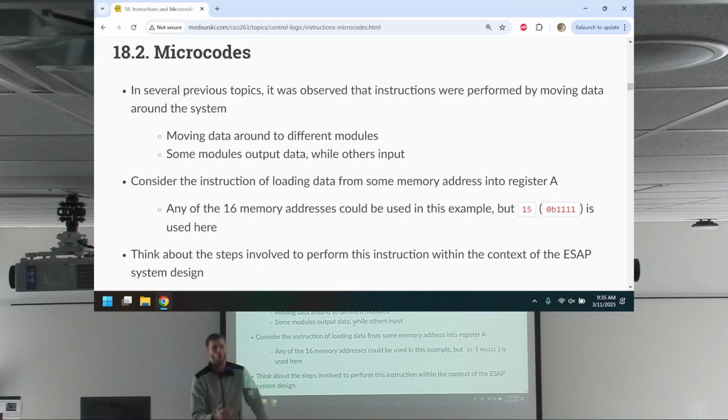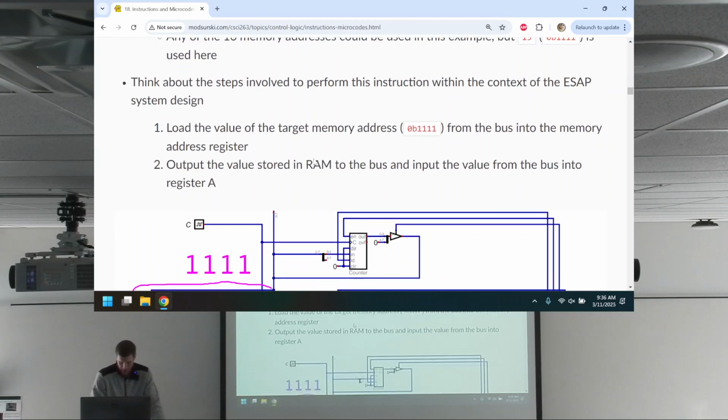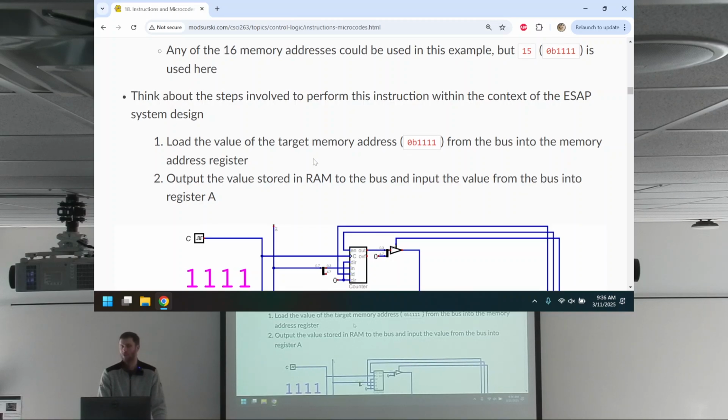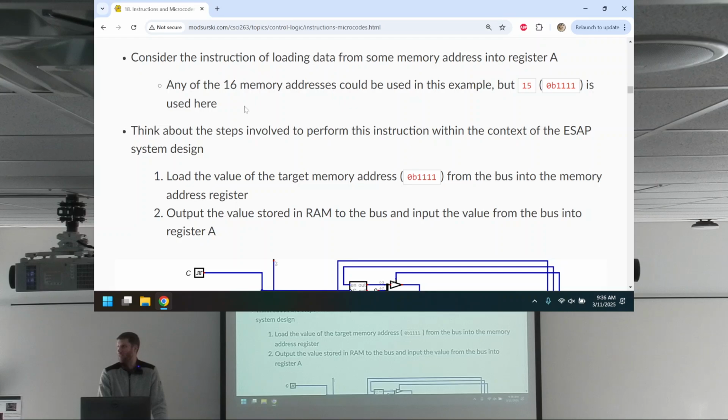But think, what needs to happen to load data into a register? Think about the steps involved to perform the instruction within the context of our system. Consider the instruction of loading data from some memory address into register A. Any of the 16 memory addresses could be used in this example, but let's use 15, right? Because why not? It doesn't really matter. In this example, I'm going to use memory address 15, or 1111, or F, depending on what base we're talking.